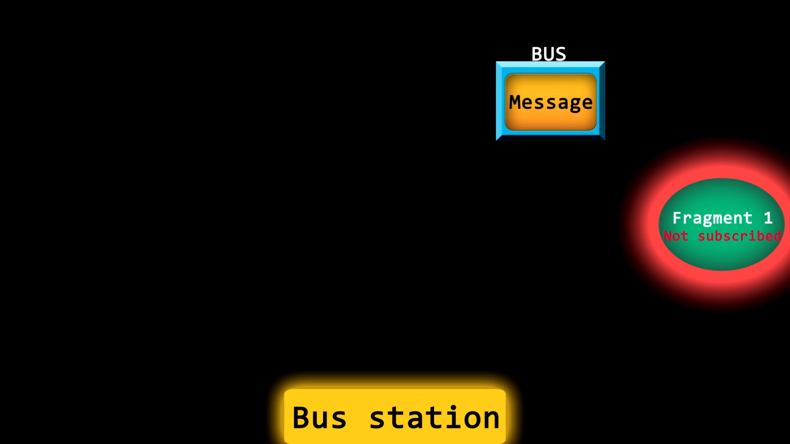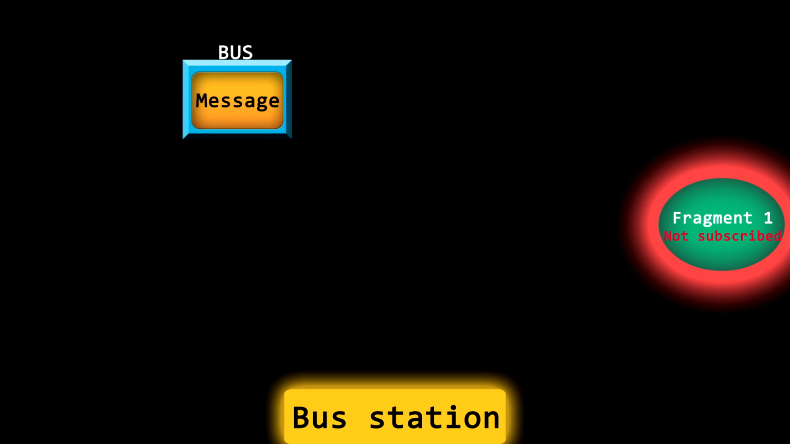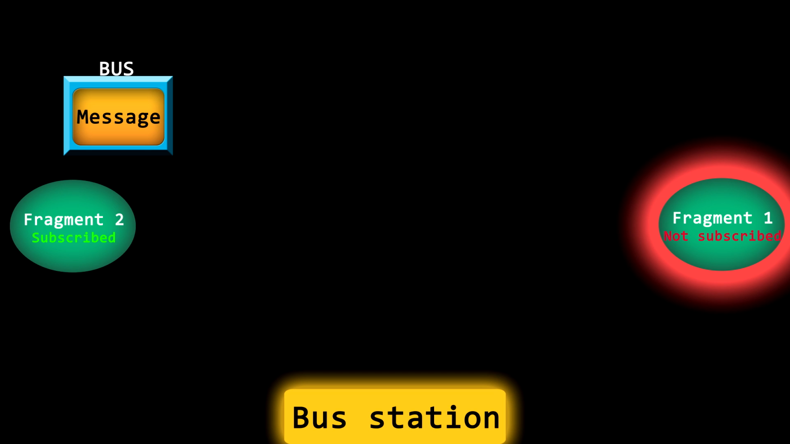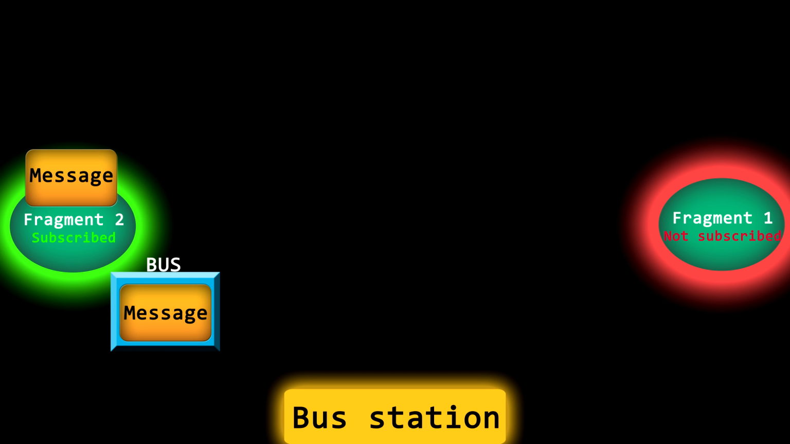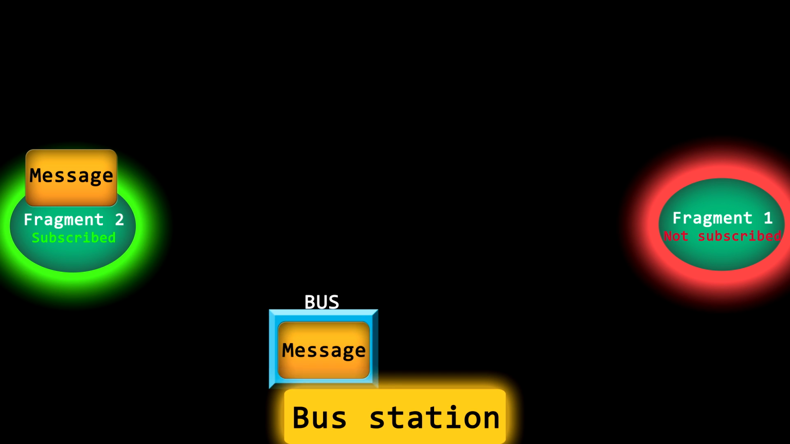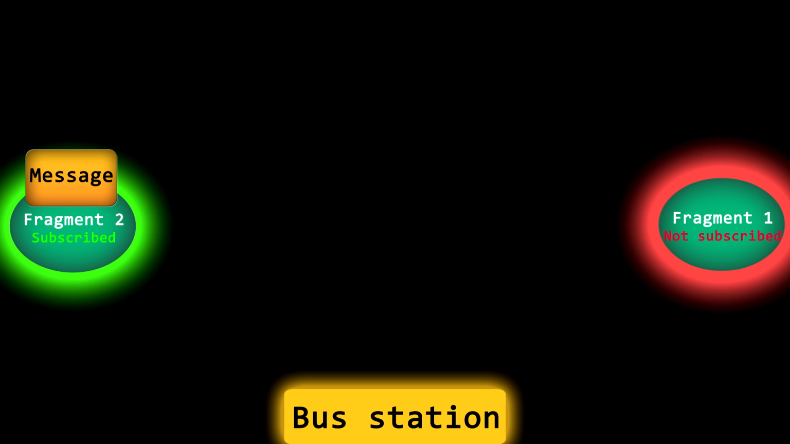And now the bus continues traveling until it reaches the second bus stop, or fragment 2 in our case. This time inside fragment 2 we have an annotation saying subscribed. So in this case the bus stop, or fragment, will receive the message and the bus goes on. So now let's see this implementation in code, shall we?